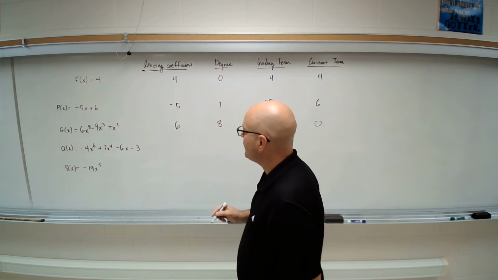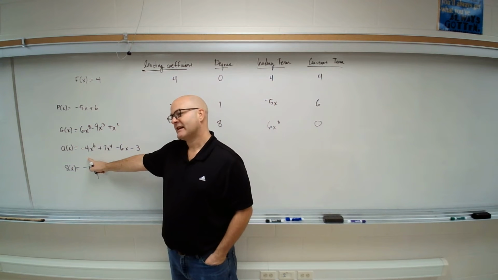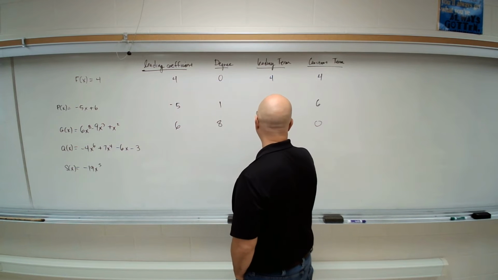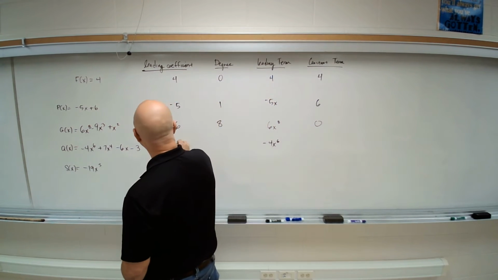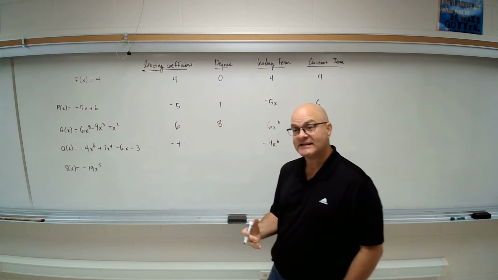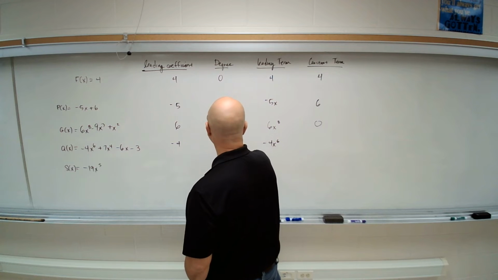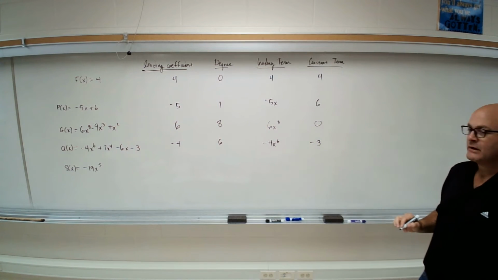The next one here, q of x, we see our leading term is -4x to the 6th. Again, I did check to make sure they were in order here. So -4x to the 6th. The leading coefficient would be -4, and it is important that it's a negative number. The degree would be 6, and then the constant term would be -3.